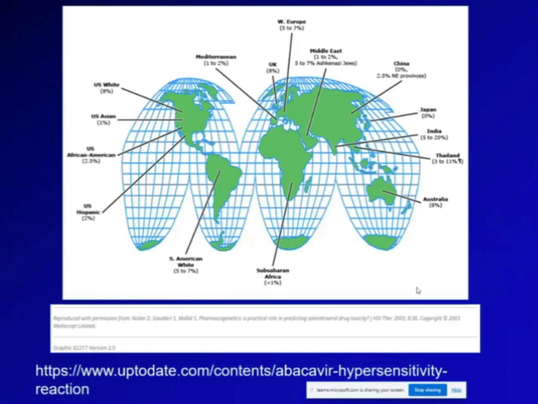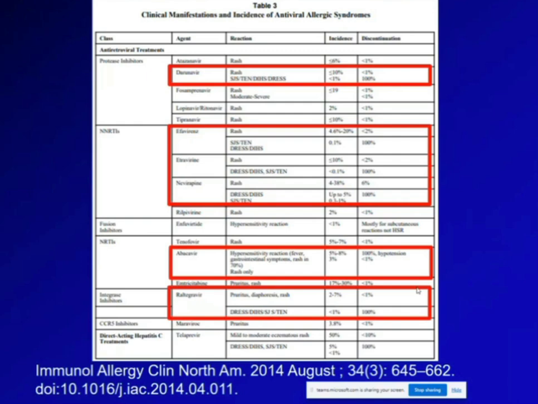A point to make on re-challenge: even if we did an HLA-B*5701 test and it was negative, would you re-challenge that guy? The answer is no, because there are probably some other alleles that could cause the same thing that we just don't have the ability to test for. The interesting thing is the HLA-B*5701 test was one of the first pharmacogenomic tests to get into widespread clinical commercial use.